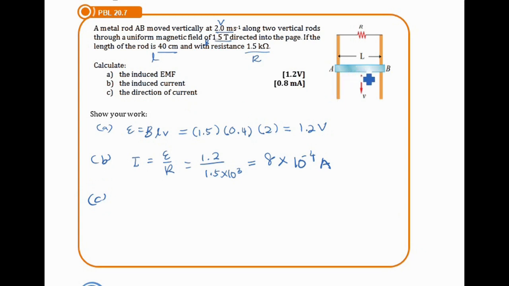Okay, so cerita dia apa ni? So dia ada conductor and then dia gerak ke sini. B ke mana? B into the page. Okay, so B dia adalah into the page. Okay, so kita ambil apa macam yang kita nak tahu ni, kita tengok guna right hand rule. Okay, so bila dia B into V dia ke bawah, force dia akan ke mana? Force dia akan ke kanan.